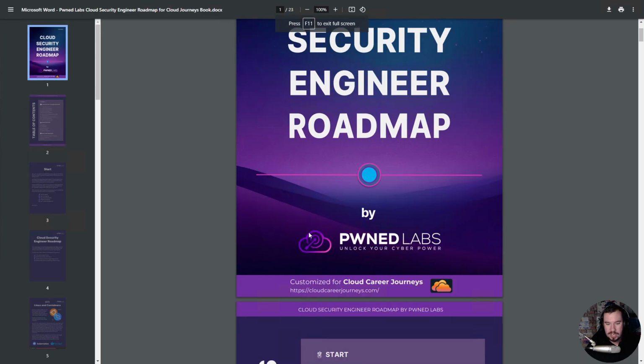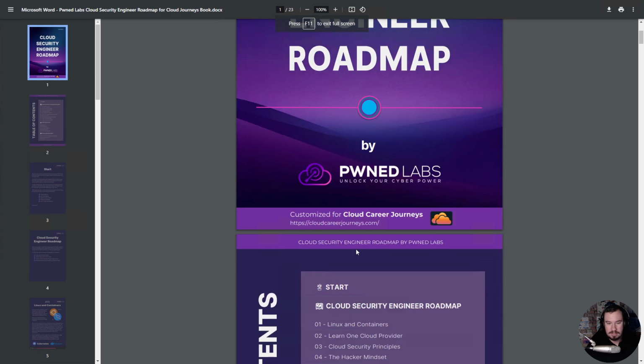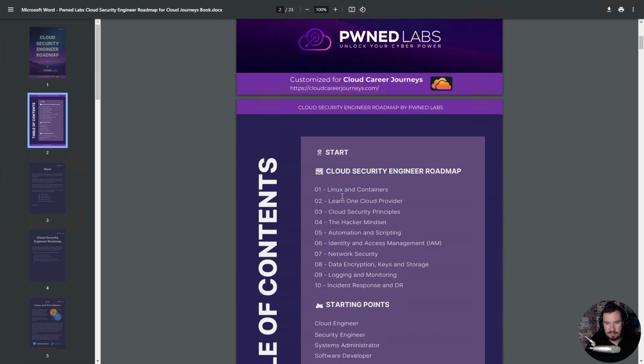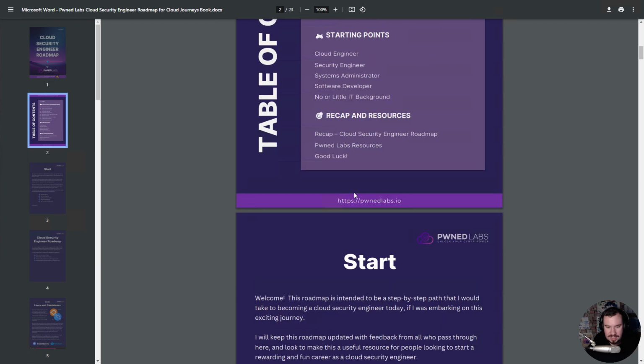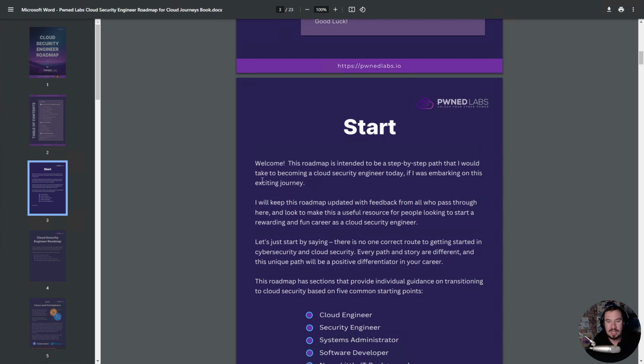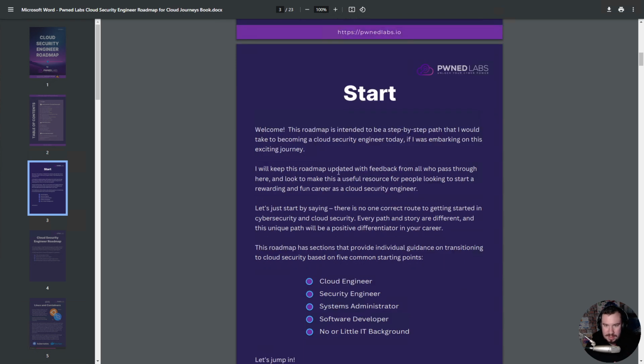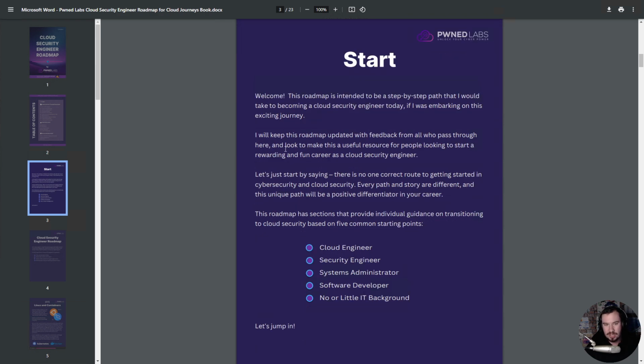So, Cloud Security Engineer Roadmap by Pwnlabs. We have an overall view of things. I'm going to skim it just a little bit, but I do want us to go through this slowly together because I do think it's excellent content. So, welcome. This roadmap is intended to be a step-by-step path that I would take to become a cloud security engineer today if I was embarking on this exciting journey.